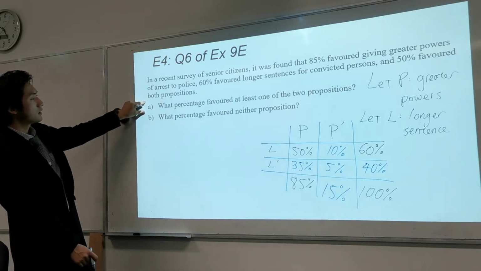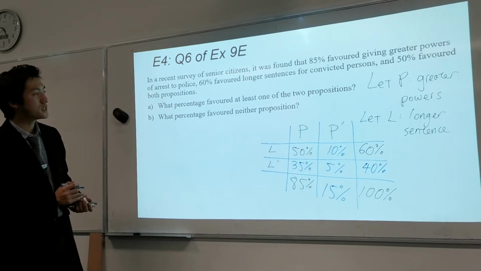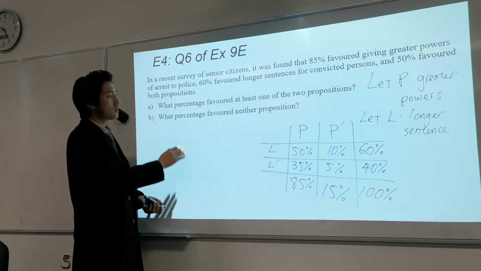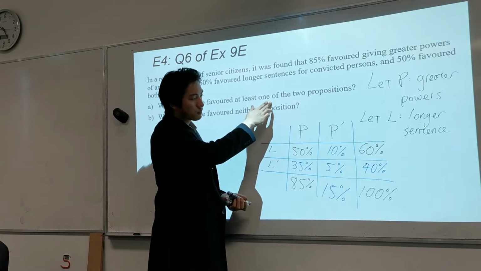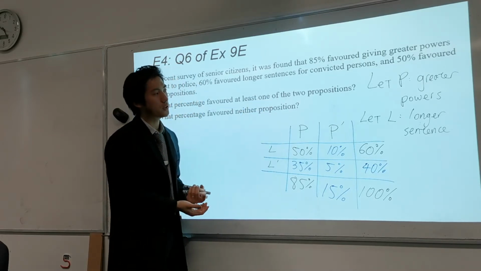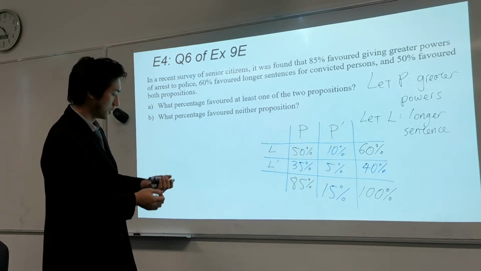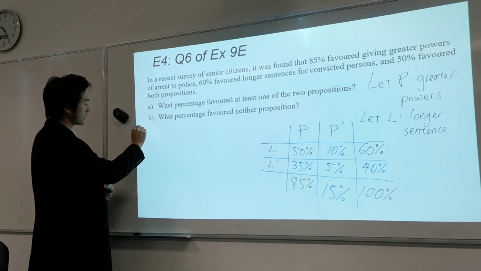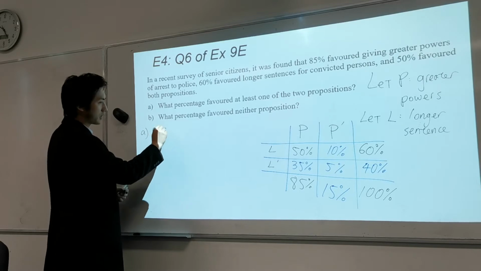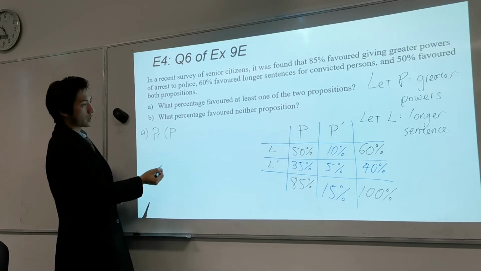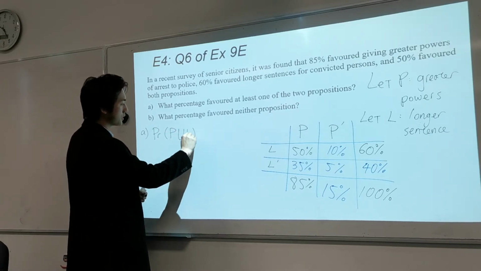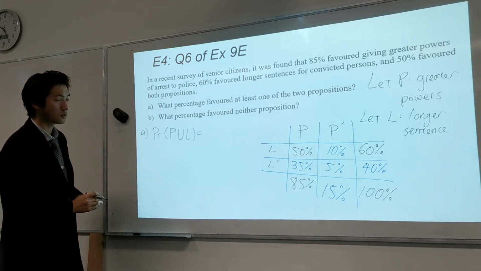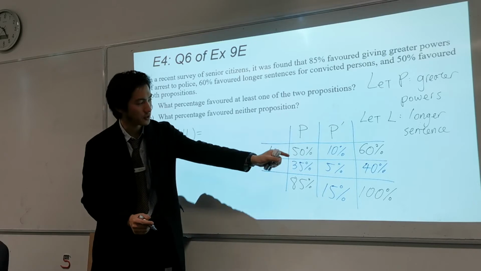Okay, let's answer question A. What percentage favoured at least one of the two propositions? Favouring at least one of the two means we're finding the union between greater powers and longer sentence. There's a few ways to do this. Let's answer question A. The probability of greater powers in union with longer sentence. One way to do it is through the addition rule. So let's do that first before we look at our table.